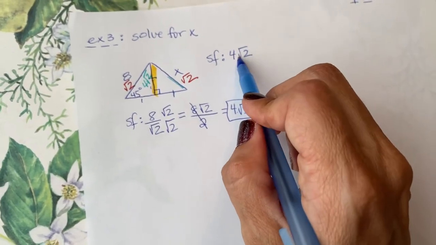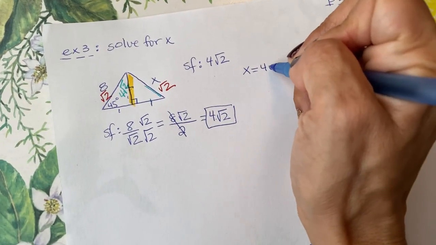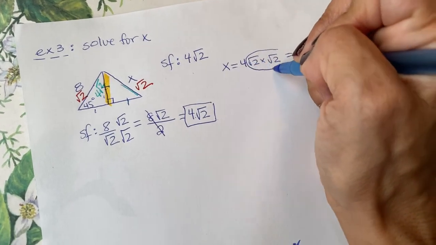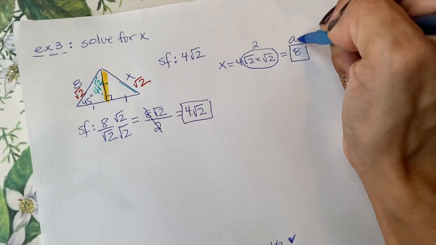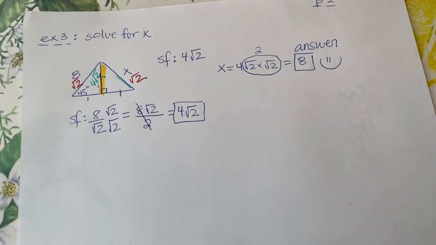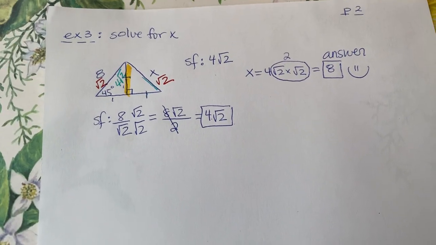So what's 4 rad 2 times rad 2? 4 rad 2 times rad 2, this is rad 4, which is 2, so it is 8, and this is your answer. So when you have composite triangles or composite right triangles that are 45, 45 or 30, 60, 90.